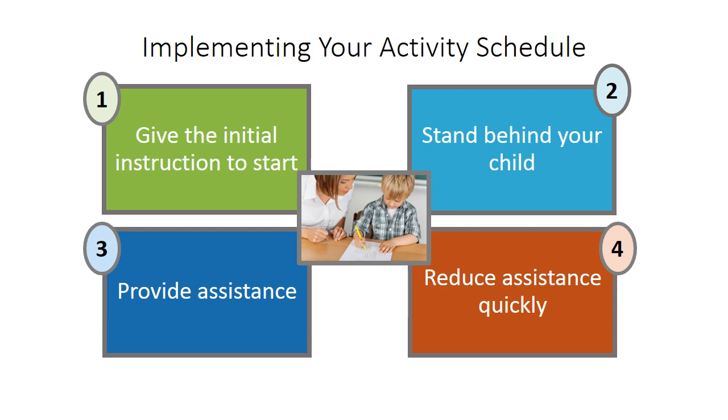The goal is to provide only the amount of assistance necessary for your child to complete the schedule correctly and provide less and less assistance, or less prompting, as your child learns how to complete the activity schedule on their own. Be sure that you decrease the level of assistance as quickly as possible so that your child learns to work independently and does not become dependent on your help. Let's look at each of the teaching steps in more detail.